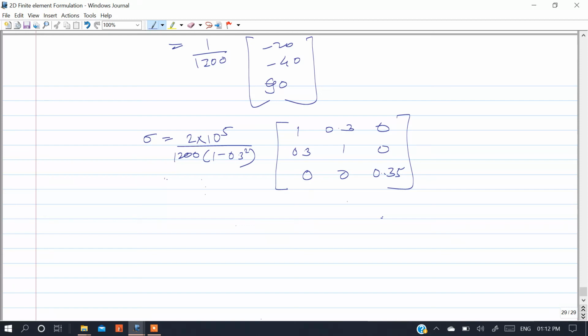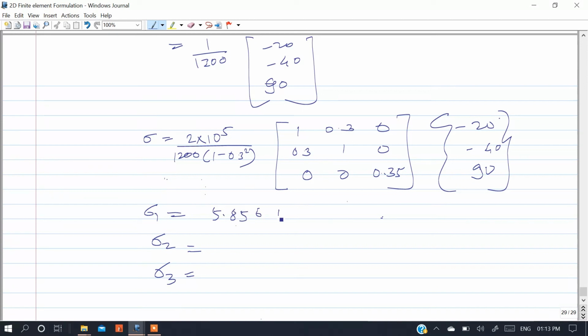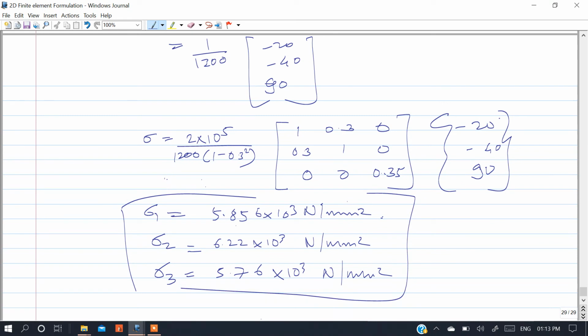Then after solving this, multiply this matrix, minus 20, minus 40 and 90. After solving this, you will get sigma 1, sigma 2 and sigma 3 values. So it is equal to 5.86 into 10 raised to 3 Newton per mm square, then 6.2 into 10 raised to 3 Newton per mm square and 5.76 into 10 raised to 3 Newton per mm square. So in this way, you have calculated the plane stress values.